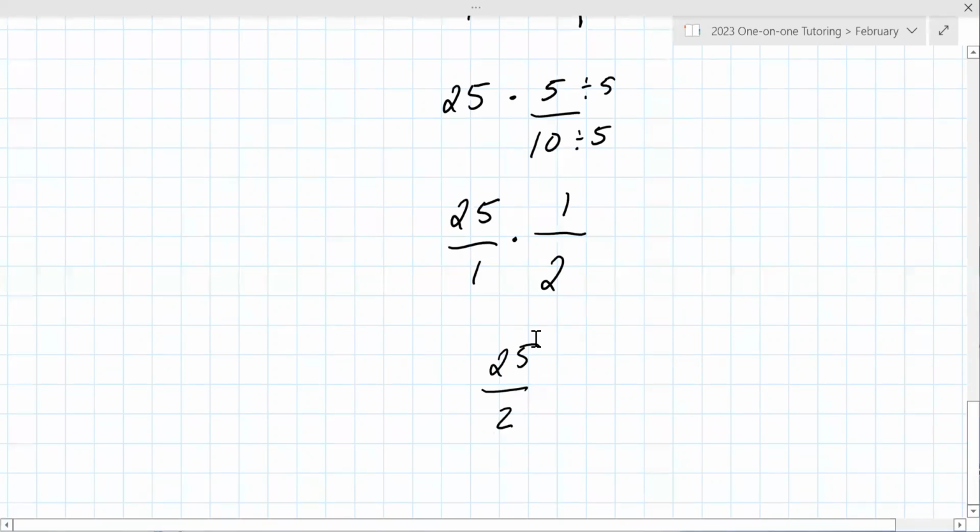Is that okay? Can you tell me what that is as a decimal? No. So think of 25 as 24 plus 1. What is 24 over 2? Do you agree 24 plus 1 gets you back to 25? Yeah. And 24 divided by 2 is 12. And 1/2 is the 0.5.